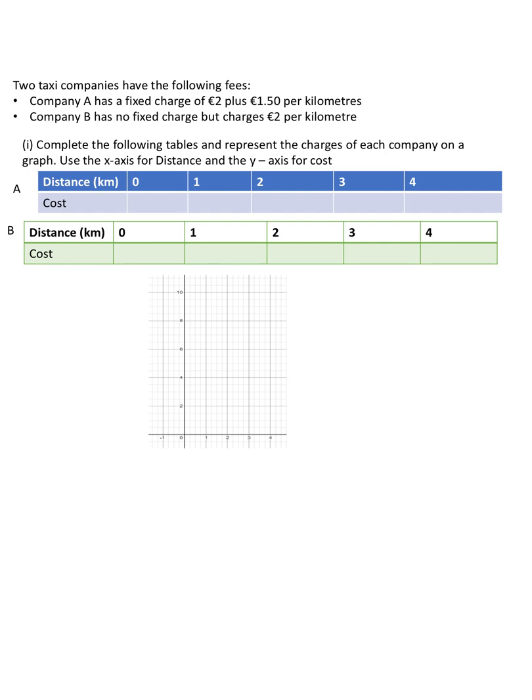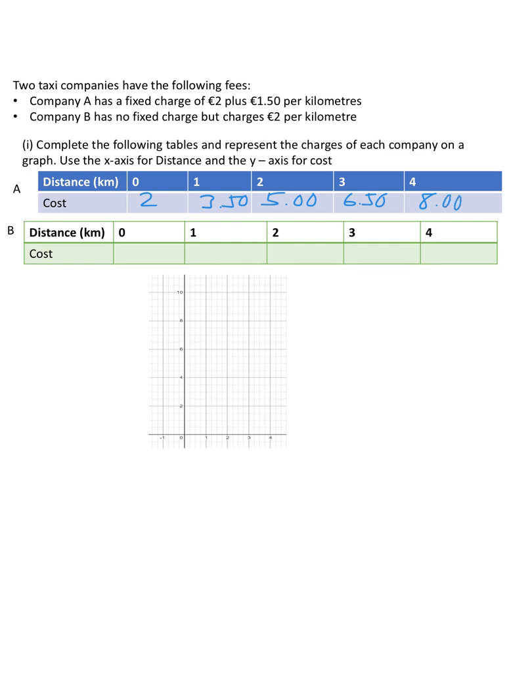Okay, so for A, it's a fixed charge of €2 plus €1.50 per kilometre. So if there's a 0 distance done, that's still going to be a cost of €2. And then every €1.50 per kilometre, so let's add on 1.50 now. So we'll have 3.50, and just keep adding 1.50 now. So we'll have 5, we'll have 6.50, now we'll have €8.